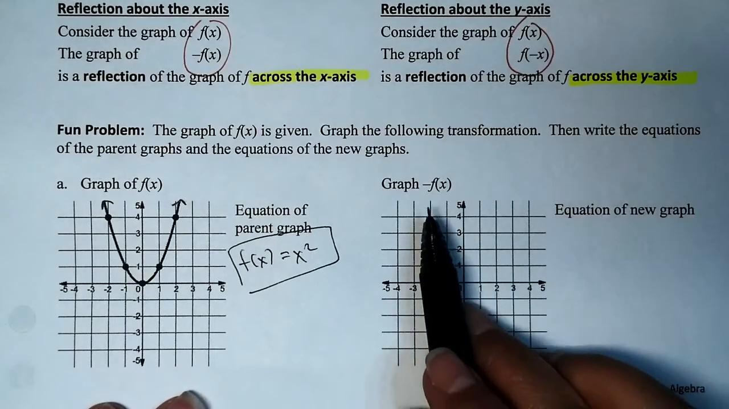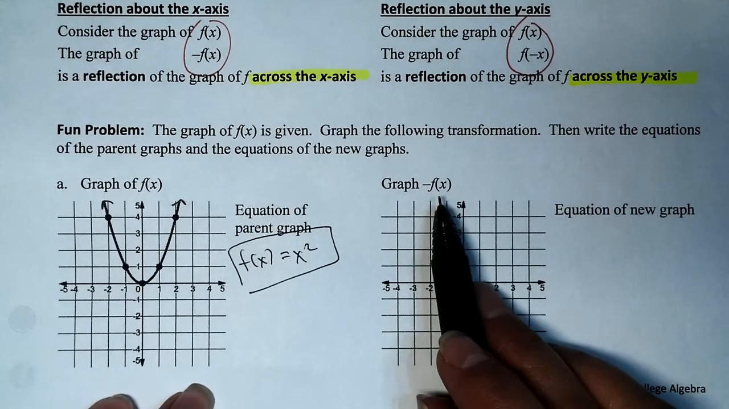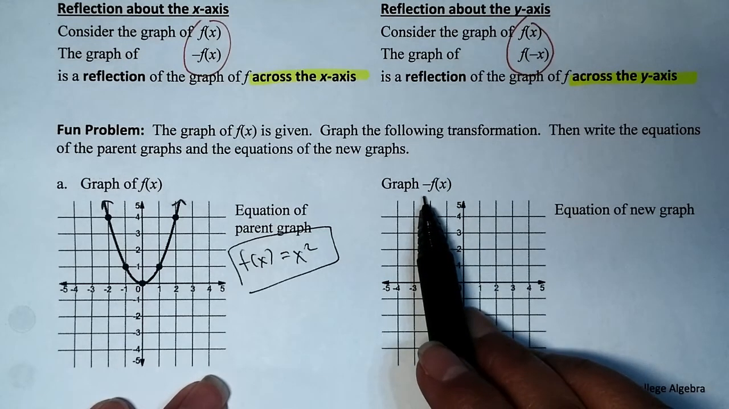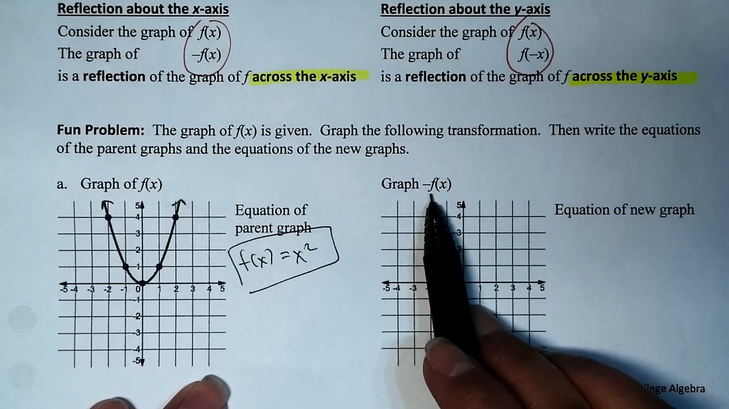Okay, so it says the graph of f(x) is given. Graph the following transformation, and then write the equations of the parent graphs and the equations of the new graphs. So this is the graph of the square function, so you can write y = x squared, or we're gonna go ahead and stress function notation just for fake extra credit. Okay, and then we are asked to graph negative f(x). So then I'm like, okay, where is the change being applied to? Is it being applied to the function value or to the x value? And as you can see, that negative sign is being applied to the function value.